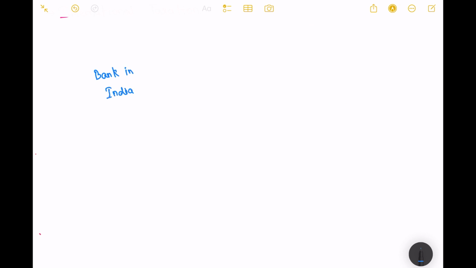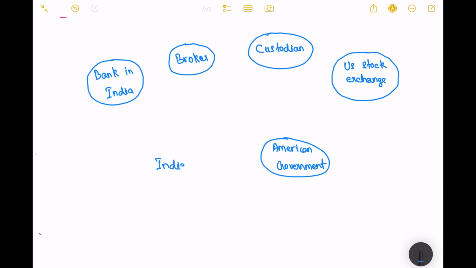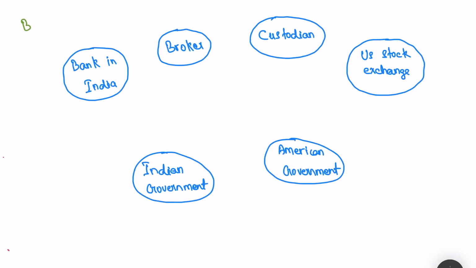When you set up a US brokerage account, the following entities get involved naturally: your bank in India, your broker in the US, the custodian account set up by your broker, the US stock exchange, the US government, and the Indian government. When you buy a stock, money from your bank goes to the custodian account, and the custodian account buys your stock of interest from the US stock exchange.